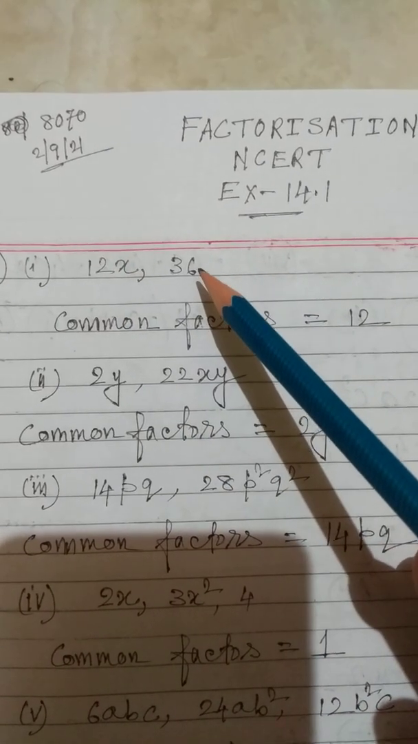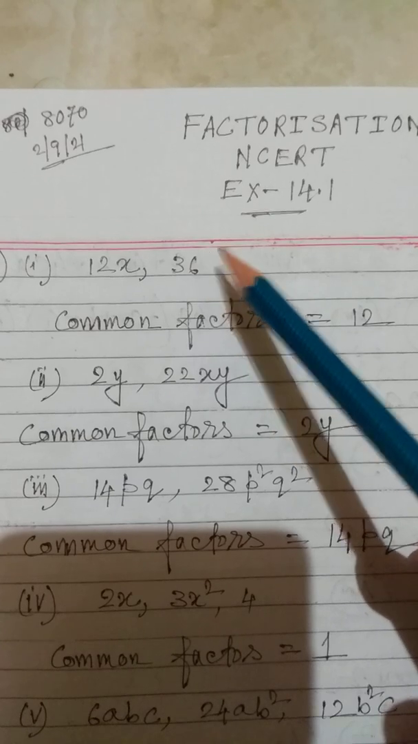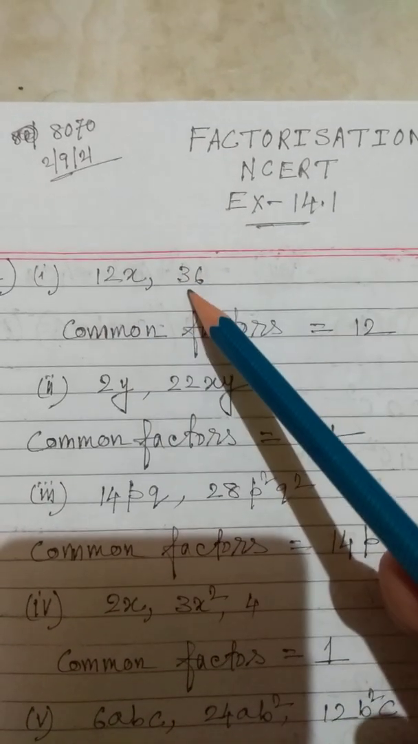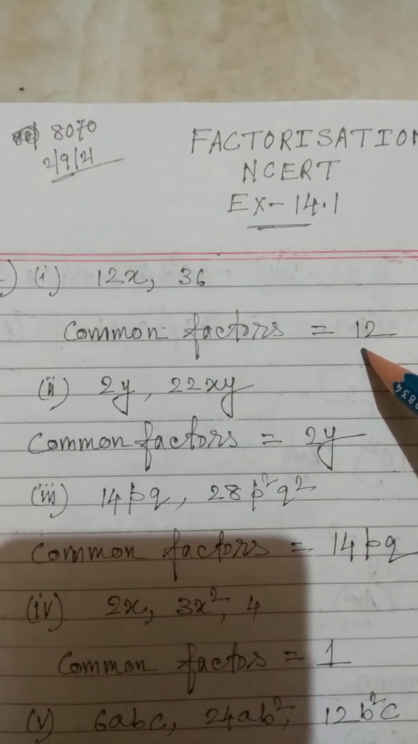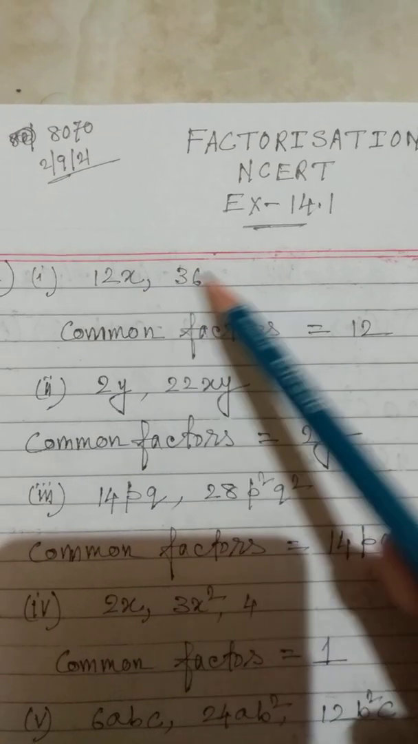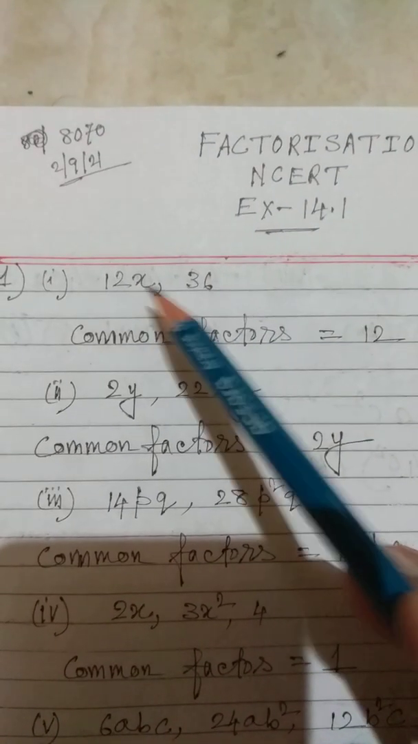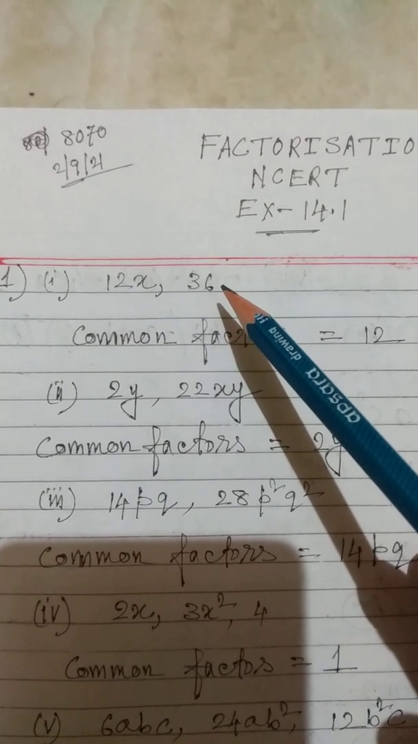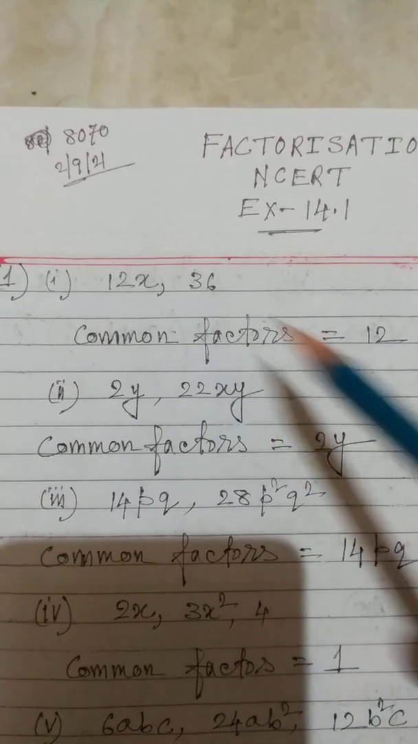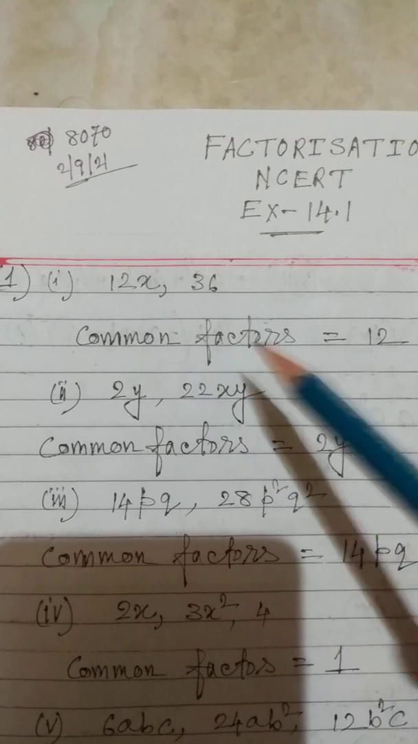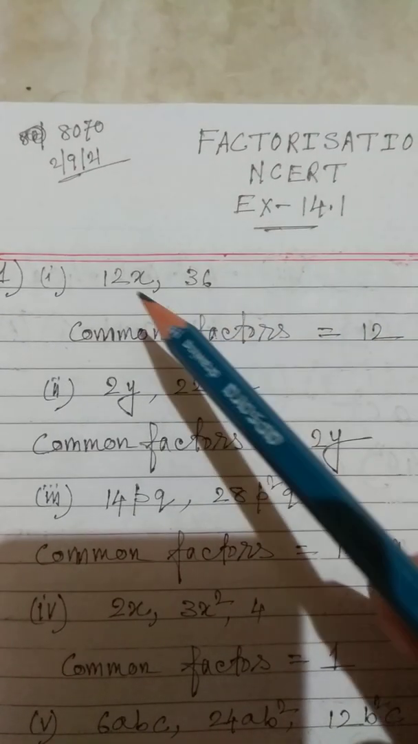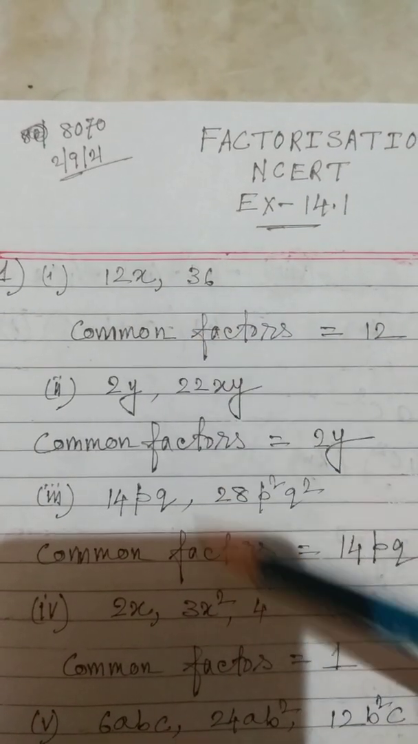the numerical coefficient is 36. So the common factor, that is the HCF of 12 and 36, is 12, and there is no variable term which is common. Only x is there, but it is in the first term. There is no variable term in the second term. So there is no variable term which is common. So the only common factor is 12, the HCF of 12 and 36.